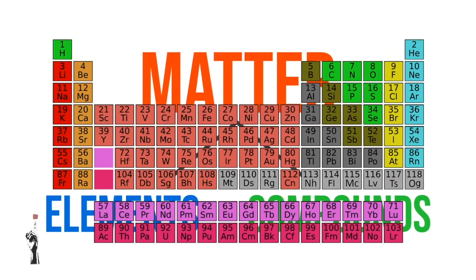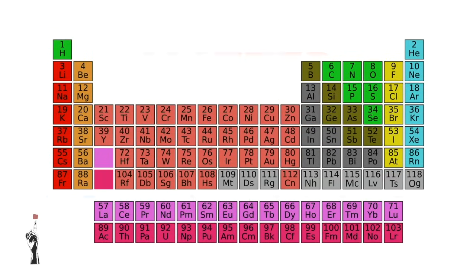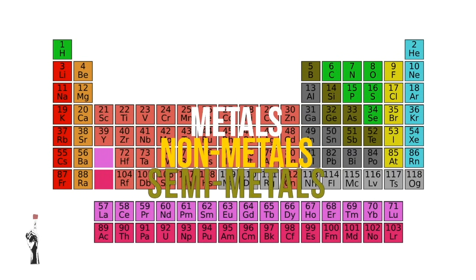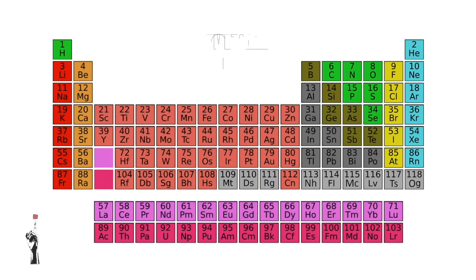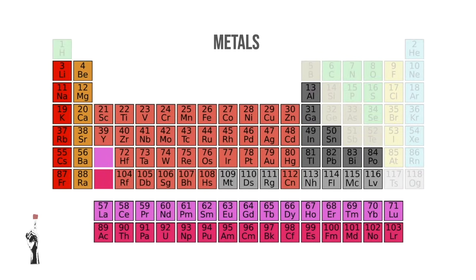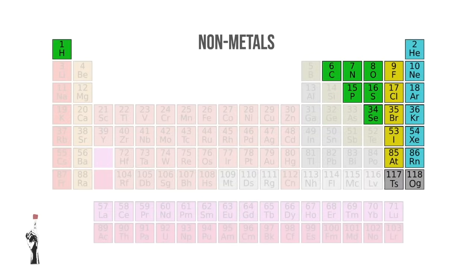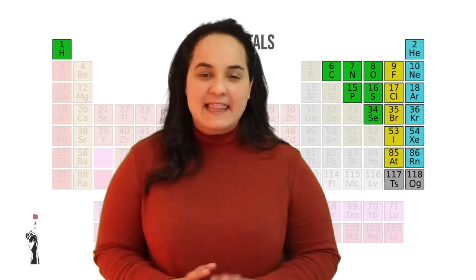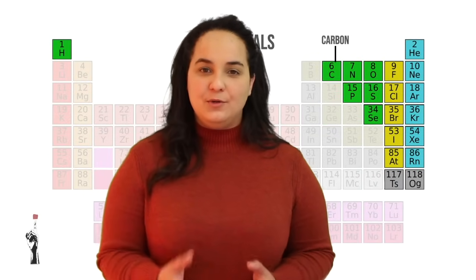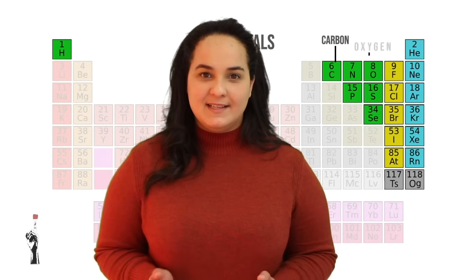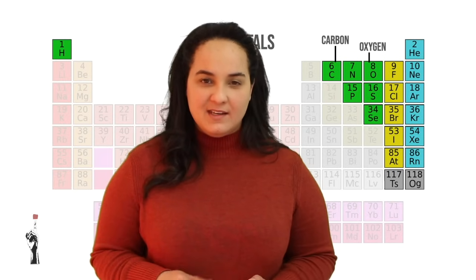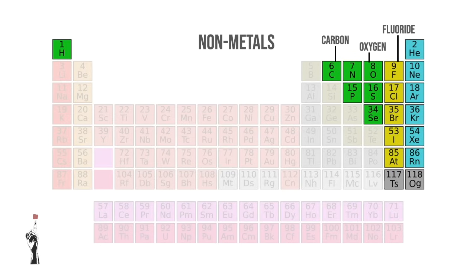These elements are arranged according to their atomic number, but we can also separate the metals, the non-metals, and the semi-metals from one another. On the left-hand side of my periodic table, I will find all of my metals. Examples are sodium, magnesium, lithium, and the list goes on. On the right-hand side of my periodic table, I will find all of my non-metals. And these are things you know: the carbon that you use to make your fire at night, the oxygen that you breathe in, and the fluoride that we use in our toothpaste.